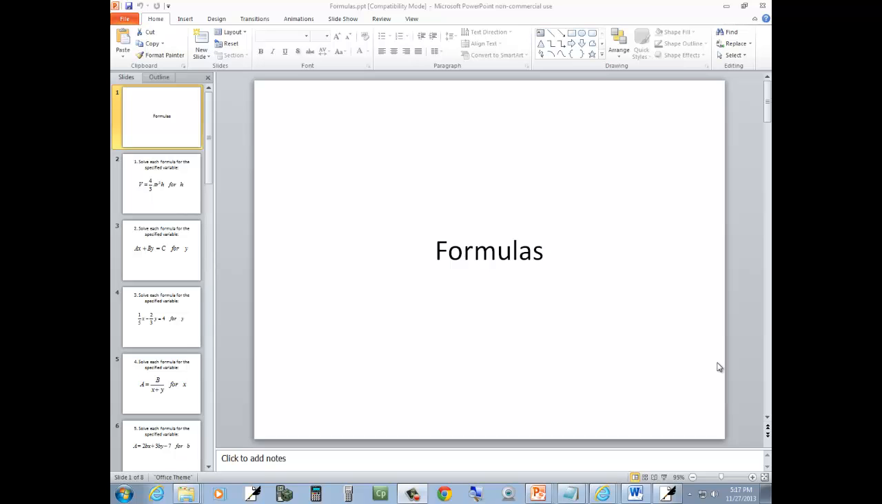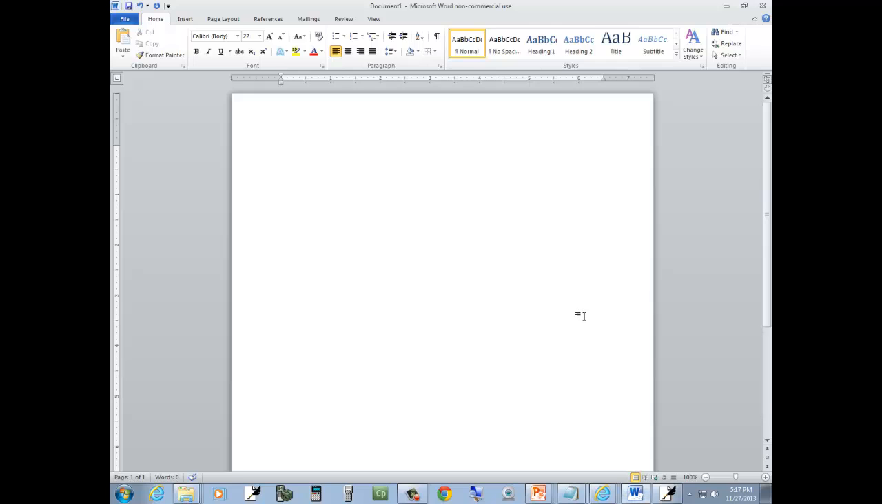Let's take a look at solving formulas for a variable. I'm going to type out the steps so you can read it a little bit better. Solving formulas for a variable.